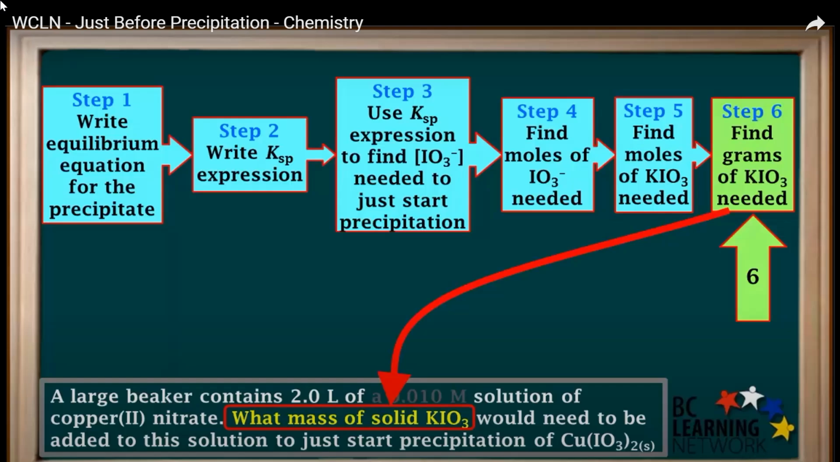Moles of IO3 minus. We found that using the KSP expression. Are we okay saying that the moles of IO3 minus are the same as the moles of KIO3? Because it's a 1-to-1 ratio. If you had a compound, like calcium iodate, with 2 iodates, you would have to do a unit conversion. You'd have to use the mole ratio. But here it's just 1-to-1. And that's the mass that we're asked for.